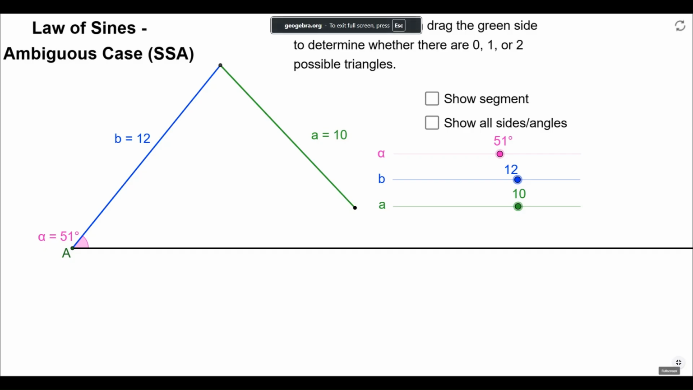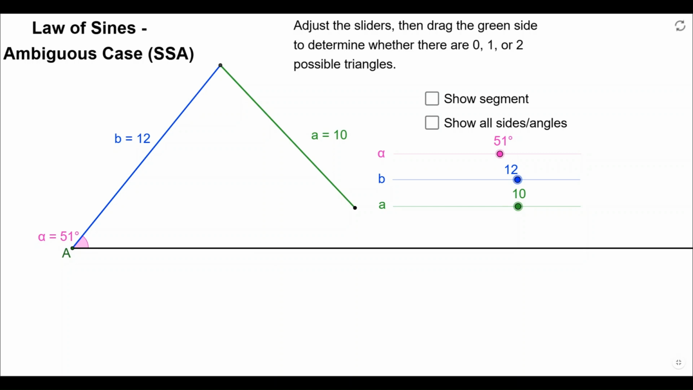On this graph, we are given angle A is 51 degrees, and the side next to angle A is side B, which has a length of 12. The side opposite angle A, which is side A, has a length of 10. We do not know the measure of the angle at the top, which we could think of as angle C. We do not know the length of the bottom side, which we could think of as side C.